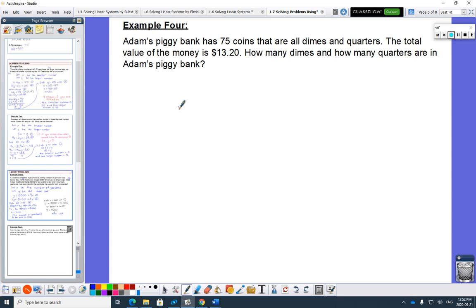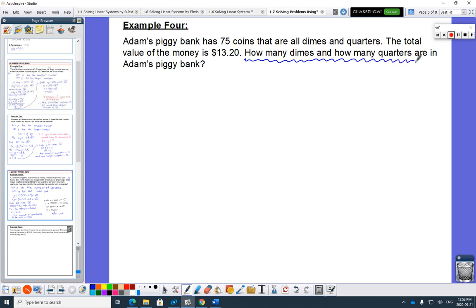Okay, so Adam's piggy bank has 75 coins that are dimes and quarters. The total value of the money is $13.20. How many dimes and how many quarters are in Adam's piggy bank? So this can be tricky because we are given how many coins he has and we're also given the money amount. So how do we decide what to make our X and Y values? So then go, like I said, go all the way to the last question.